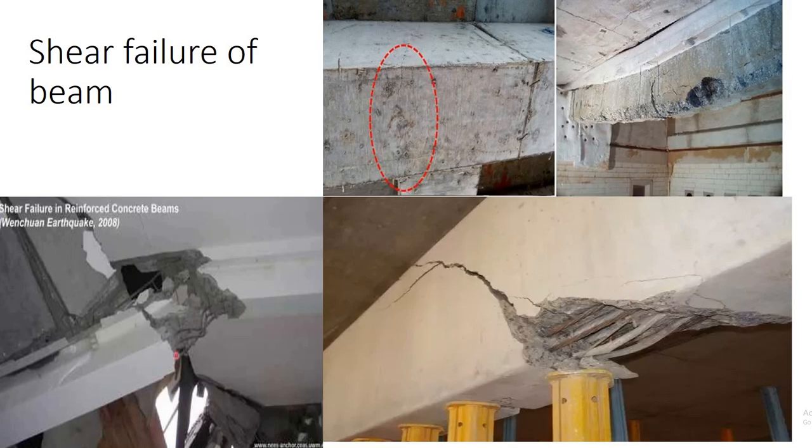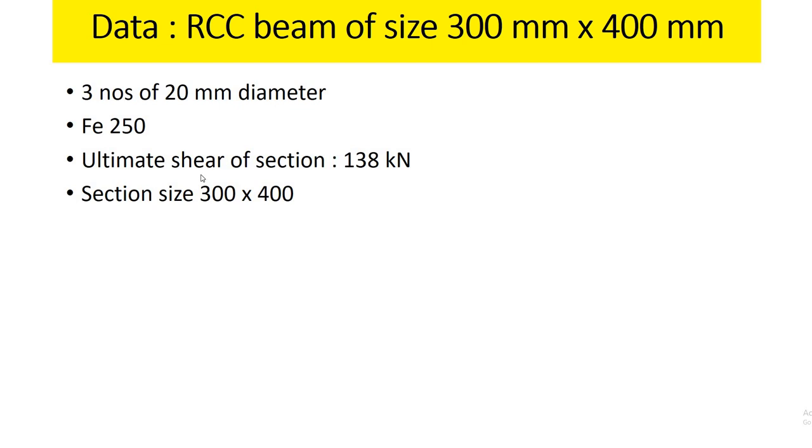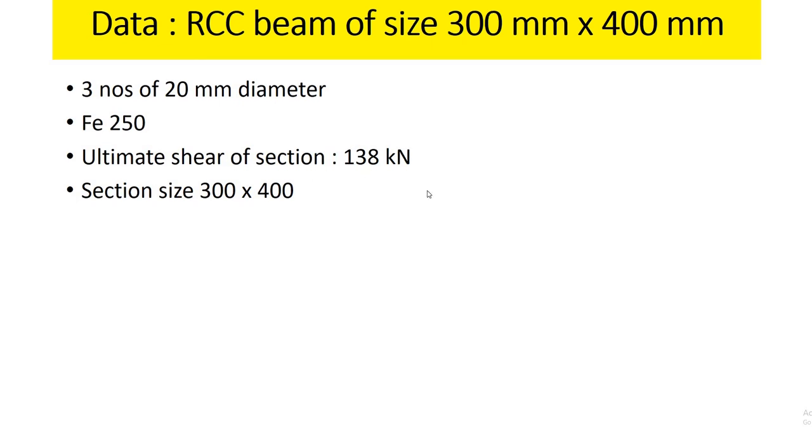So these are some examples of shear failures of beam. And that is why the shear design of beam is necessary, right? So this is the example. The applied shear is say 138 kilonewton.